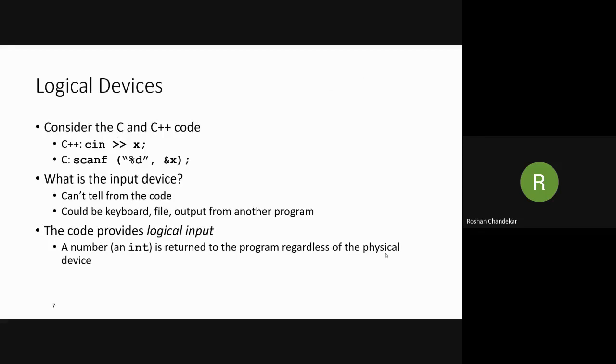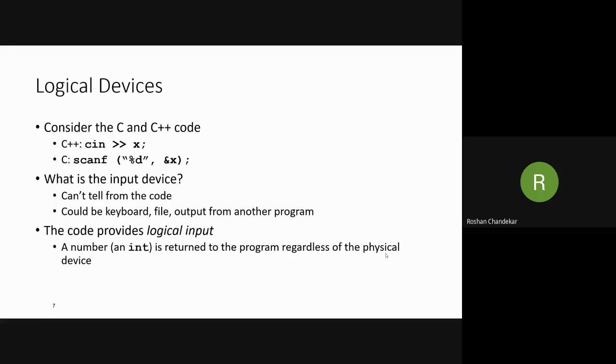Logical devices. Now consider code in C and C++. In C++, we have an input operation like cin, where we can take input from the keyboard, and in C we have scanf with %d and &x, where the address of that variable is given and the value from the input device is stored there. So here we are using a keyboard to input a value of x.